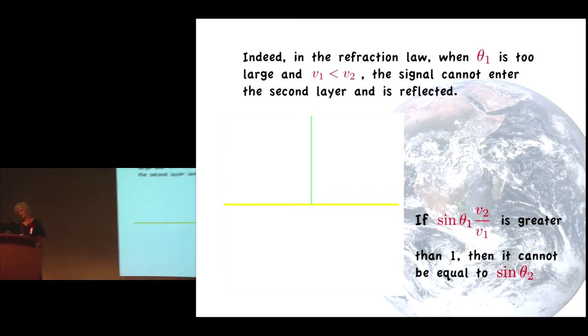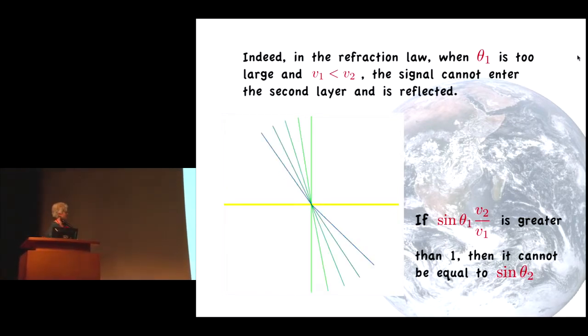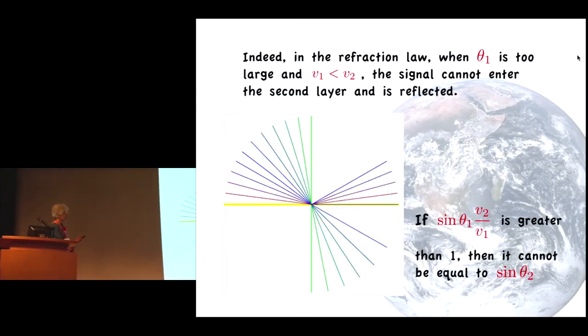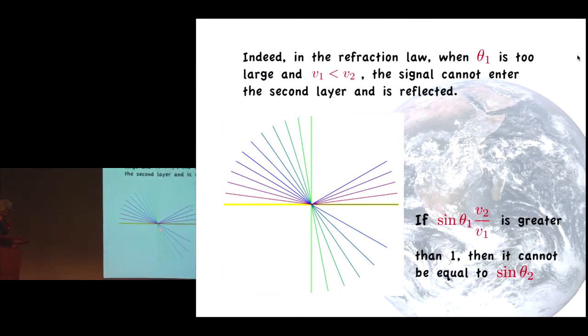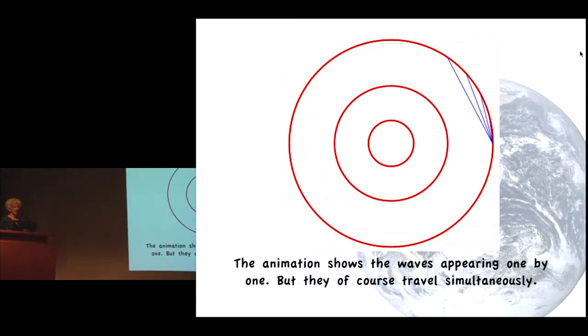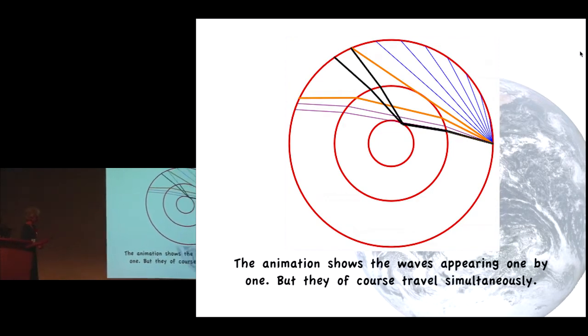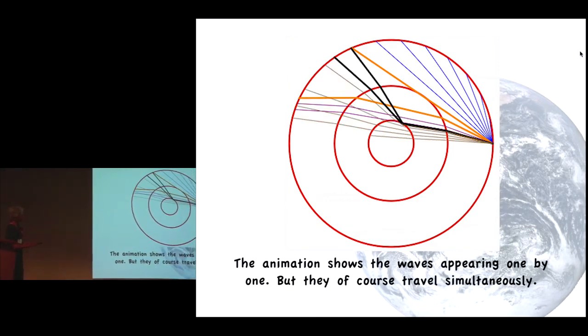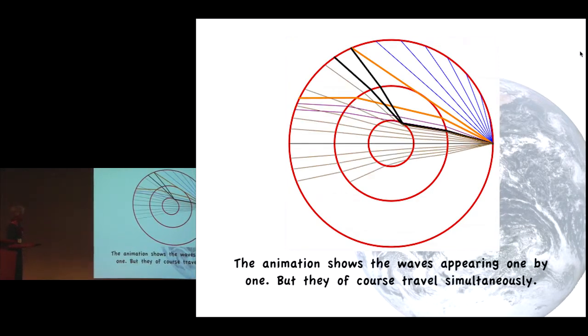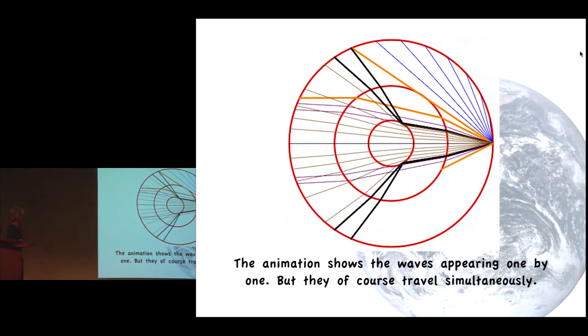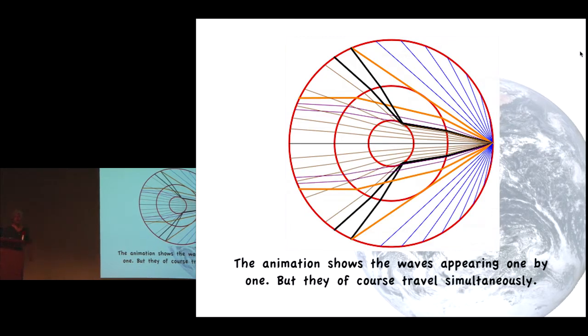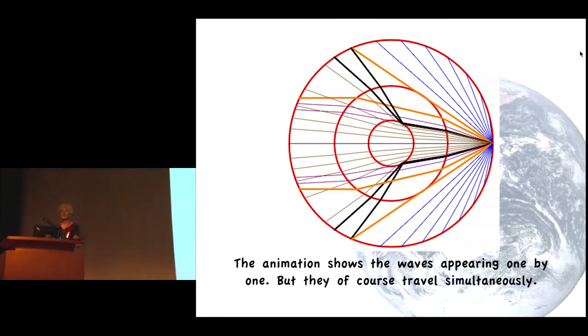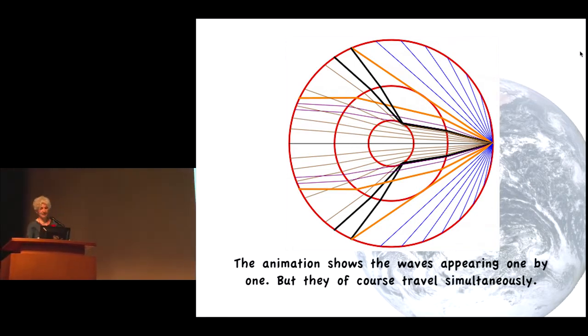So I will show an animation with different rays. The first would penetrate with a change of angle, and when you come in quite tangentially, then you are reflected. Now this is just an animation. Of course, you see how the different signals would travel. They all travel at the same time, and this is the model of the Earth that is now accepted in geophysics.